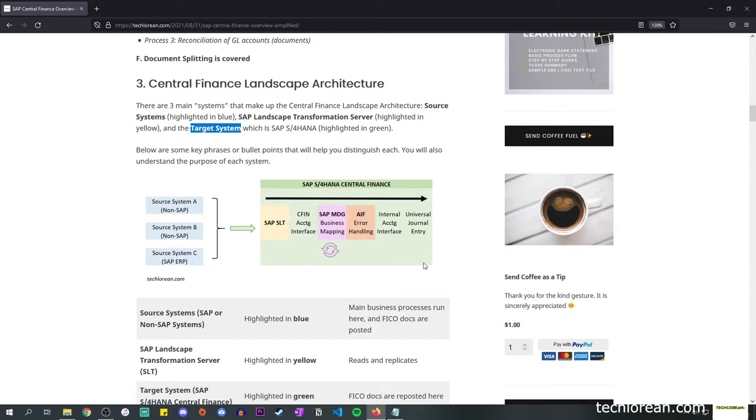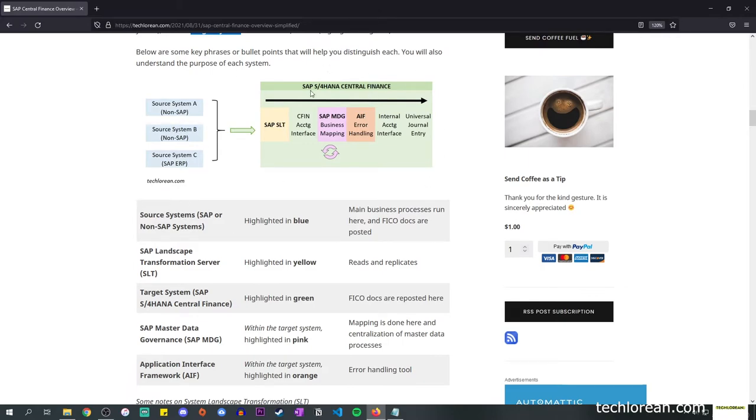There are a lot of things involved in Central Finance in terms of the data flow or what happens, but for now we can focus on the highlighted parts of this diagram. I mentioned here that the source systems are highlighted in blue over here, and these are where main business processes run and where FICO docs are posted. So I did mention the example previously where there is an invoice that was posted in the source system.